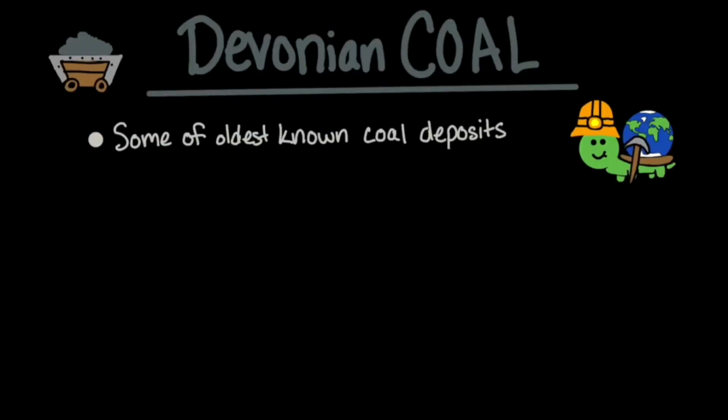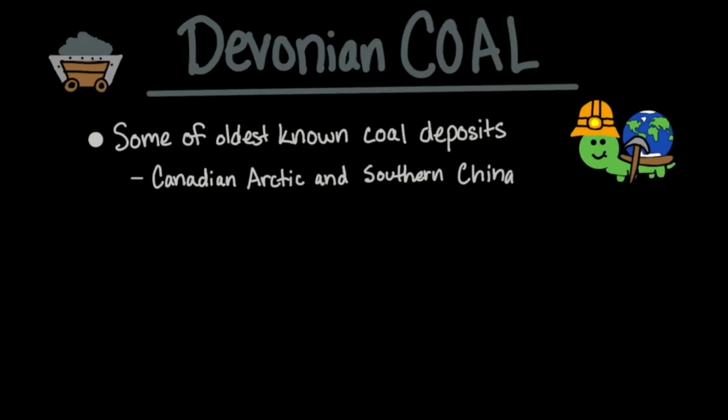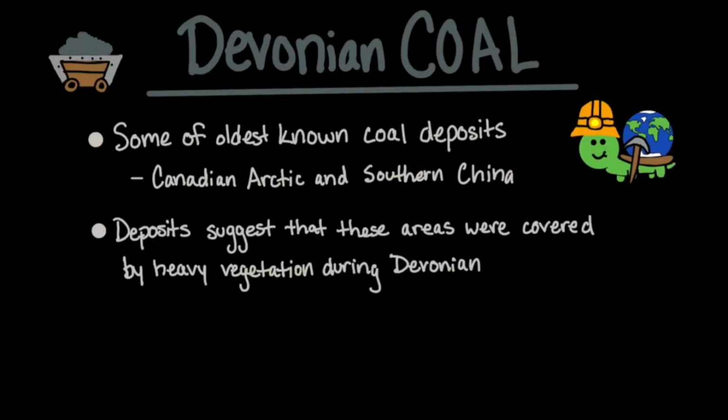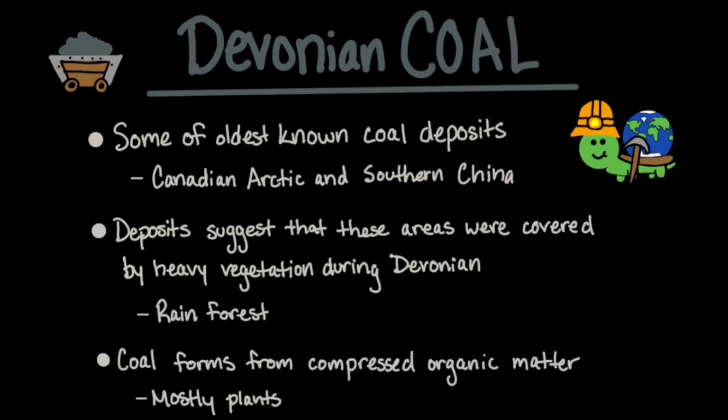Some of the oldest known coal deposits are from the Devonian period. They are found in the Canadian Arctic and southern China. These coal deposits suggest that these areas were covered by heavy vegetation during the Devonian. This heavy vegetation could have included areas such as rainforests. Coal forms from compressed organic matter, mostly plant matter.